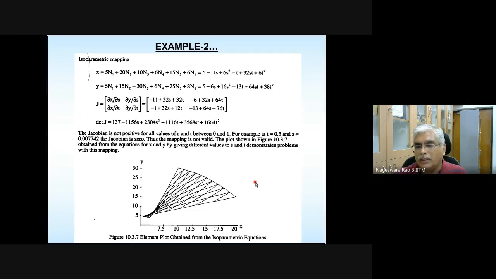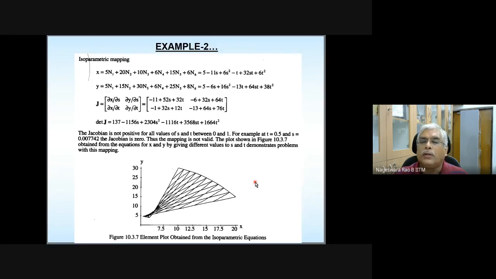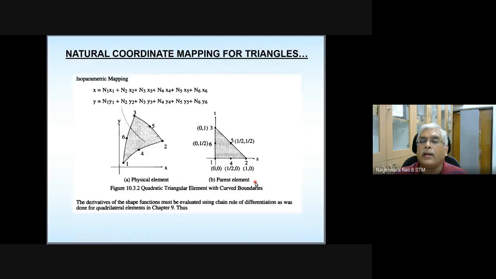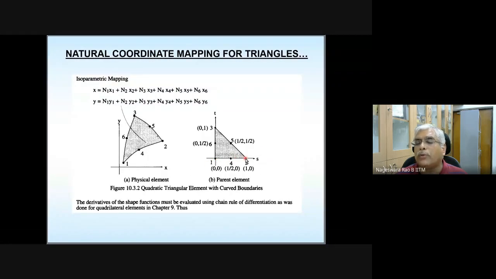Okay, so whatever you studied, those are all applicable here, even for triangular element. And when we actually try to evaluate the integrals, we are going to adopt numerical integration. So we are not going to do integration over this element domain. We are going to do integration over this. How do we do integration over this? S going from 0 to 1, T going from 0 to 1.